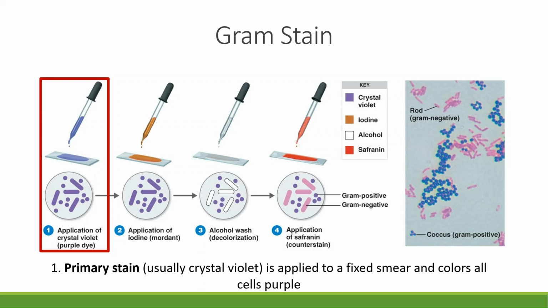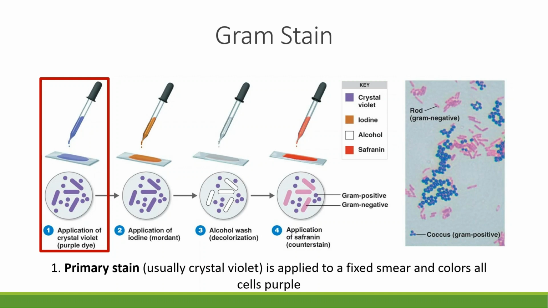The chemical agents change between different differential stains, but there are many similarities, and here are the general steps in the Gram stain. Step number one is the addition of the primary stain. In the Gram stain, this is crystal violet. Crystal violet dyes all of the cells a purple color, regardless of them being Gram-negative or Gram-positive. So basically all cells should be purple after this step.